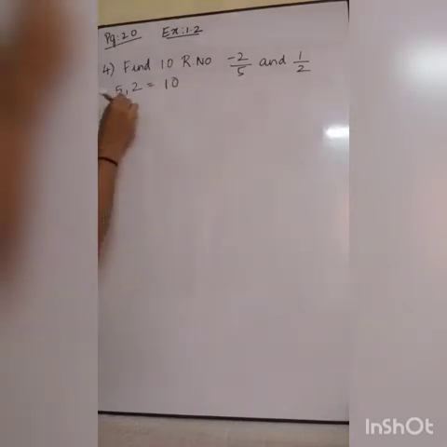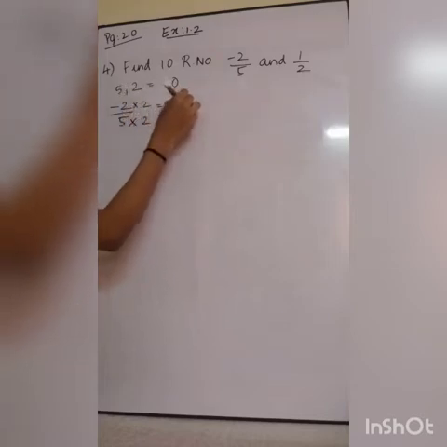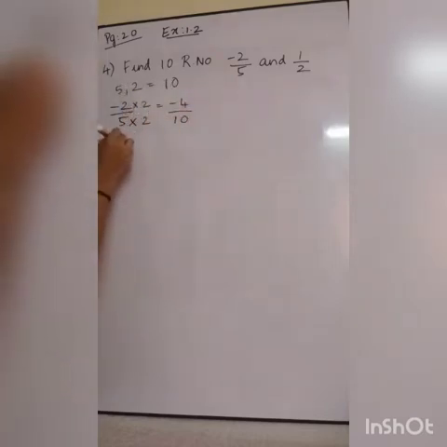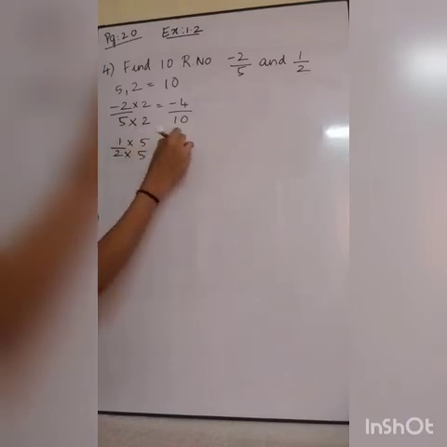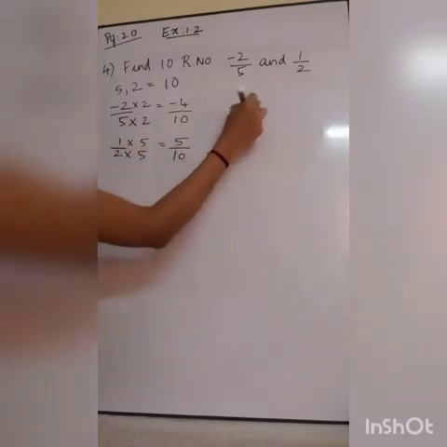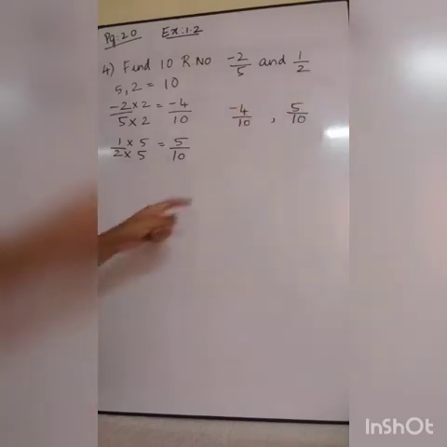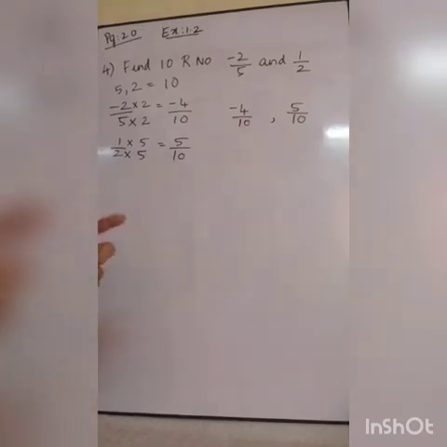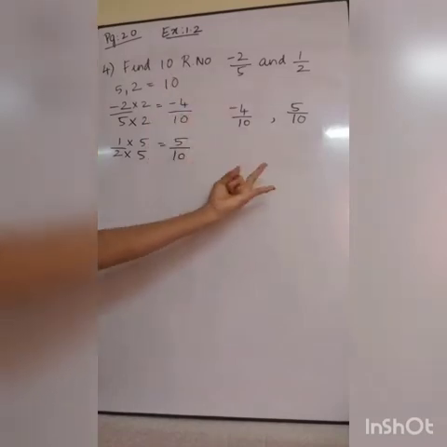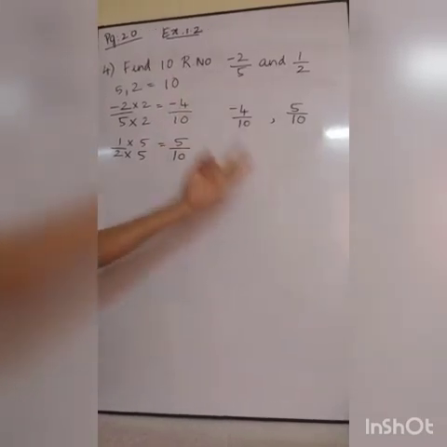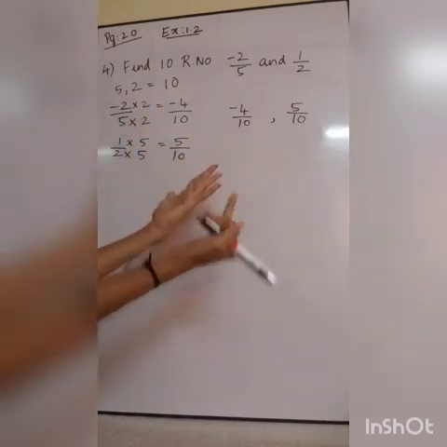So what will my answer be? Minus 2 by 5 will become minus 4 by 10, and 1 by 2 will become 5 by 10. So the numbers are minus 4 by 10 and 5 by 10. Now we can find the rational numbers between these two: minus 3 by 10, minus 2 by 10, minus 1 by 10, 0 by 10, 1 by 10, 2 by 10, 3 by 10, 4 by 10.